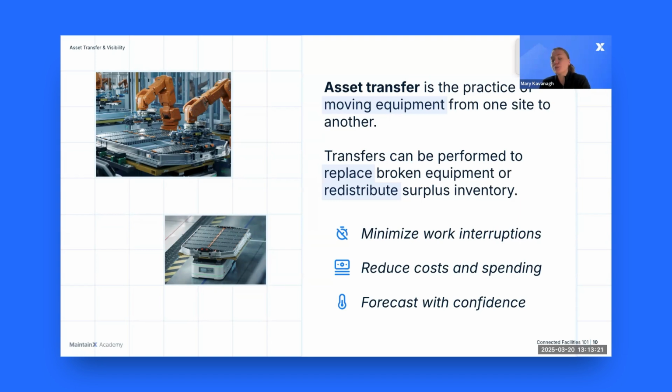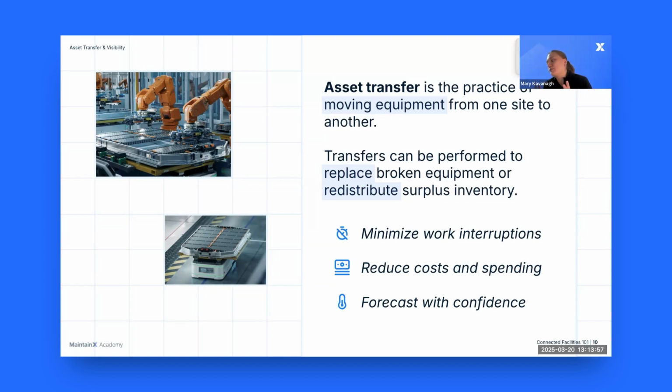Second point here, reduce costs and spending. So you can optimize the distribution of assets across your sites to reduce the amount of surplus inventory that is sitting idle while avoiding unnecessary purchases when equipment goes down. It's not cheap, right? Getting new equipment in. We want to make sure that we're utilizing things we have before we start working externally. A, it's going to be more cost effective. B, it's more efficient. C, there may even be depreciation and environmental tax benefits for recycling your equipment versus buying new. So you might even get a perk for reusing something that you already have.